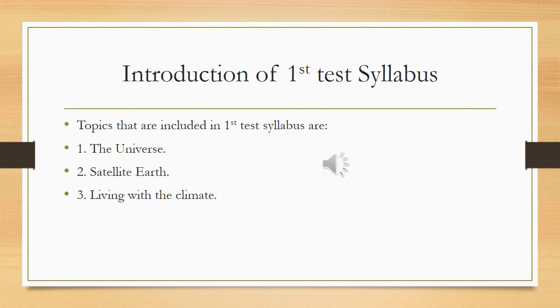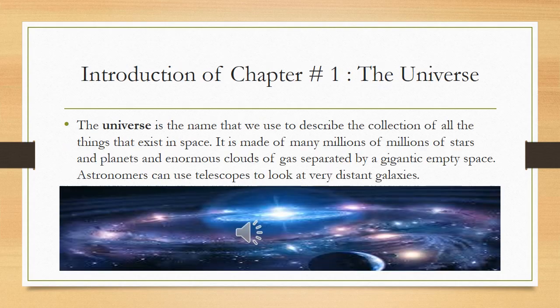So class, the topics that are included in the first test syllabus are the universe, satellite, earth, living with the climate. So class, for the introduction of chapter number 1, that is the universe. The universe is the name that we use to describe the collection of all the things that exist in space. It is made of many millions of stars and planets and enormous clouds of gas separated by a gigantic empty space.